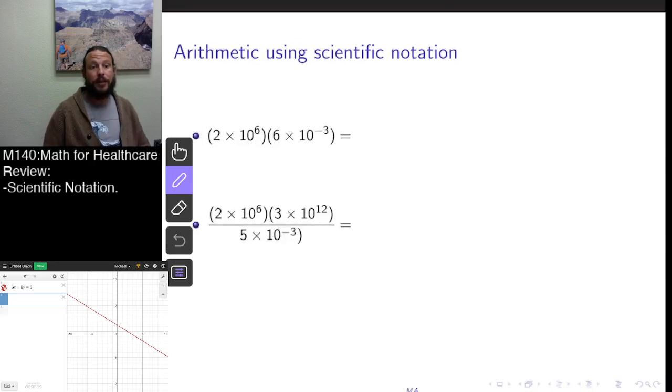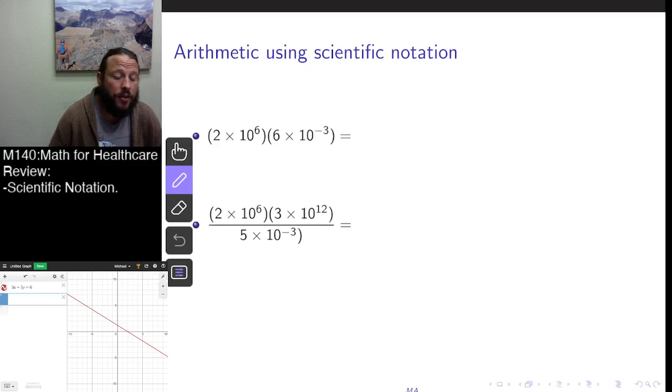Let's do a little practice of arithmetic using scientific notation. All right, so here, let's see, 2 times 10 to the 6 times 6 times 10 to the negative 3rd. I think it's easiest to take advantage of the associative property here, because don't mistake that with distributive. Notice why? This is all multiplication that we see here. So there's no addition involved for the distributive property, right? That distributive property was where multiplication and addition mix.